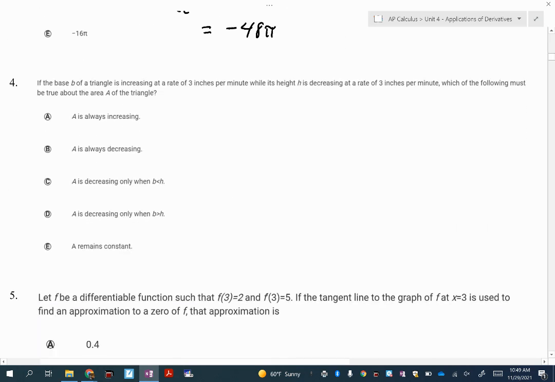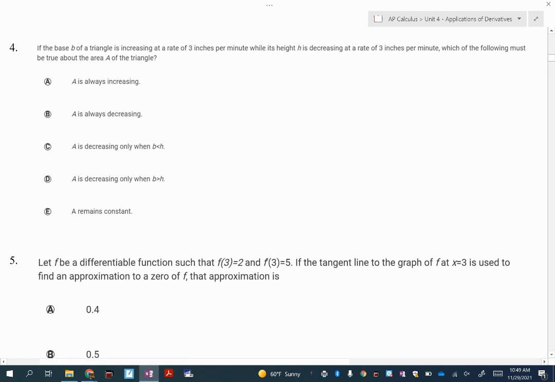Okay, let's go to number 4. This is going to be the last one on related rates. We have the base of a triangle increasing at a rate of 3 inches per minute, while its height is decreasing at a rate of 3 inches per minute. So remember, one's going to be positive, one's going to be negative. Which of the following must be true about the area of the triangle?